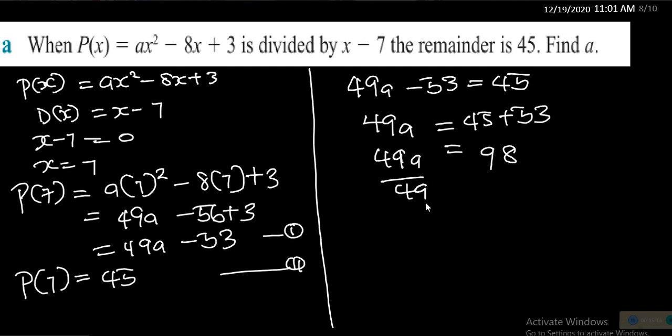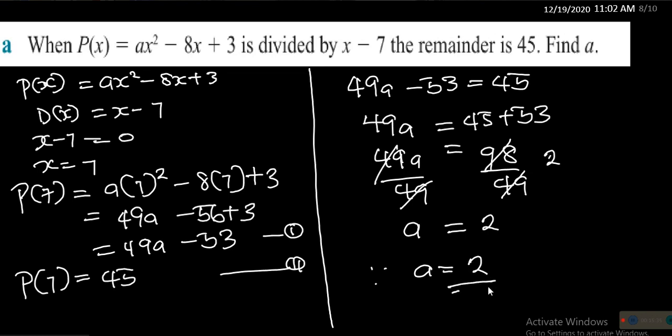If we divide both sides by 49, we're going to have 98 divided by 49, which is 2. So therefore a equal to 2. Okay, so this is applying the remainder theorem, or we can call it algebra of remainder theorem.